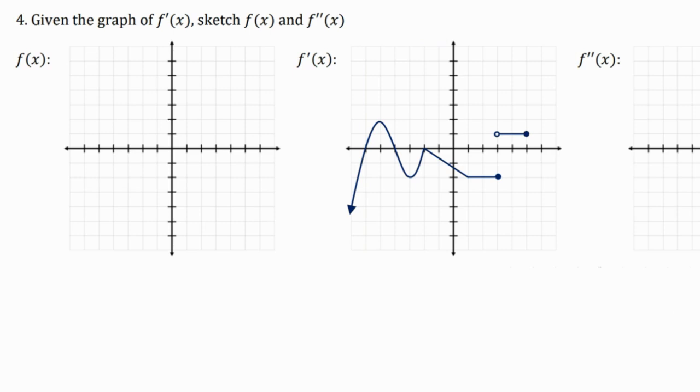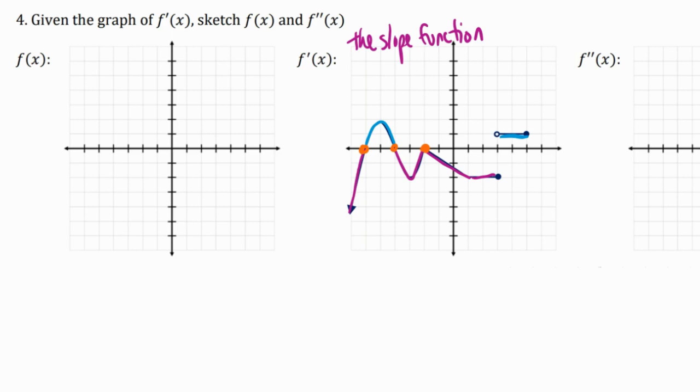So f prime of x, just to remind you, is the slope function of f of x. F prime is the slope function. So when this graph, f prime, is below the x-axis, that means f has a negative slope. When this graph is above the x-axis, f has a positive slope. And when this graph is equal to 0, f will have a slope of 0.